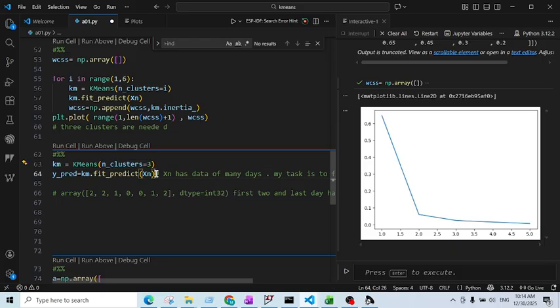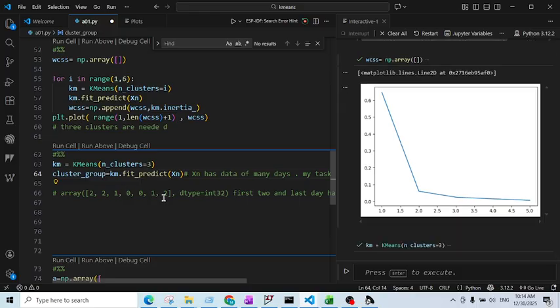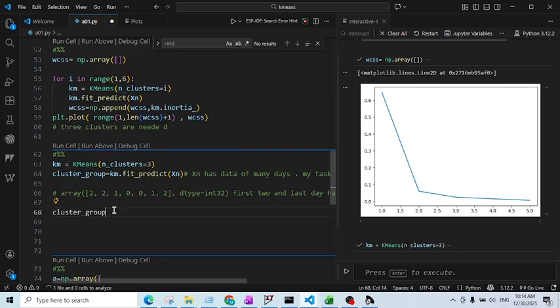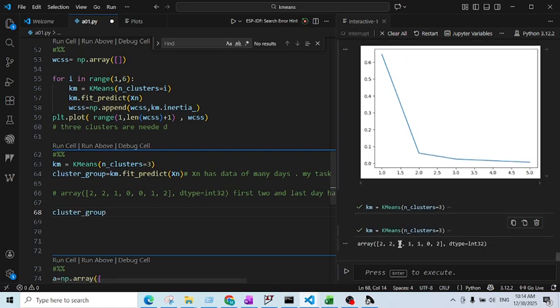That's why in the next part I have assumed that the number of clusters is 3, and then I have predicted this. I have fed this value, I have trained on this input value, and this y_predict I should write here as cluster group. Okay, now if I run this and try to find what the cluster group actually is, so this is actually the cluster group.